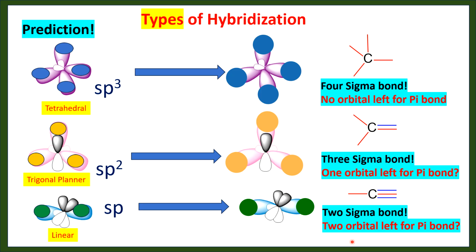So simply, we can predict that if a carbon atom is attached with four single bonds, then it is sp3. If it has one pi bond, then sp2. If carbon is attached with two pi bonds or one triple bond, then it is sp hybridized.